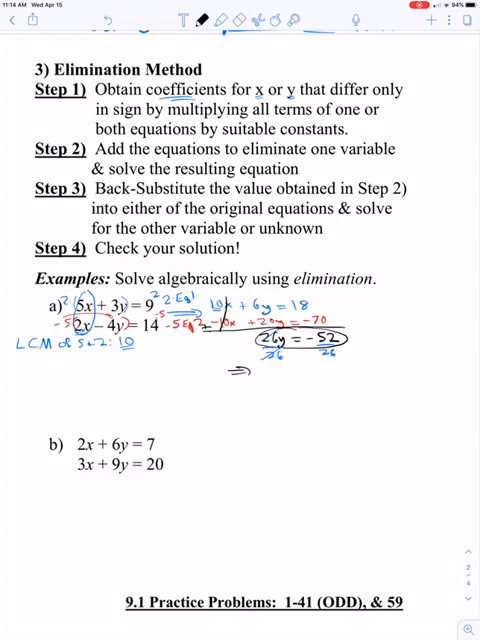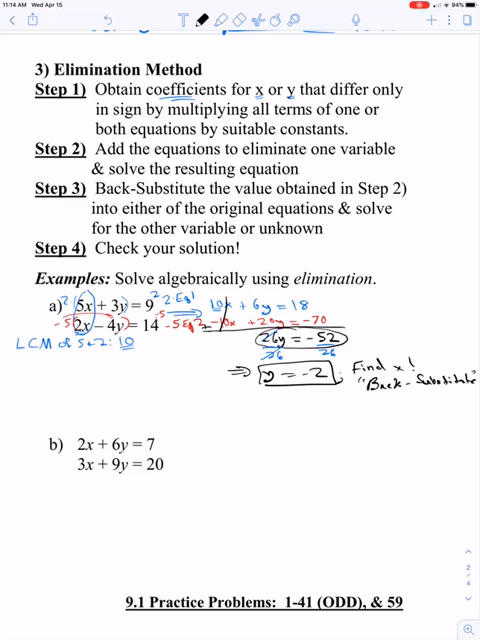So now we've got y equal to negative 2. Now we just have to find x. To find x, we're going to go back up and substitute. We're going to do our back substitution step.